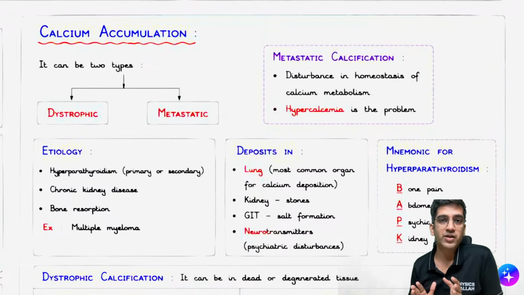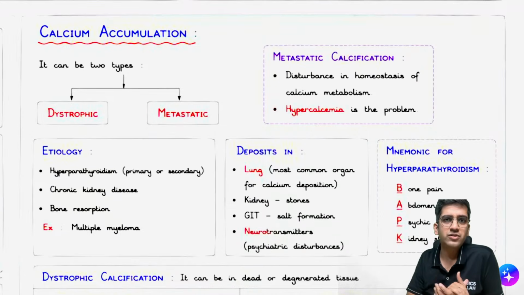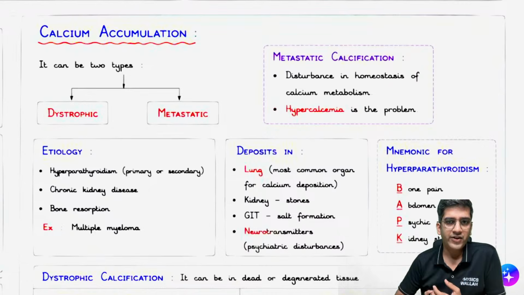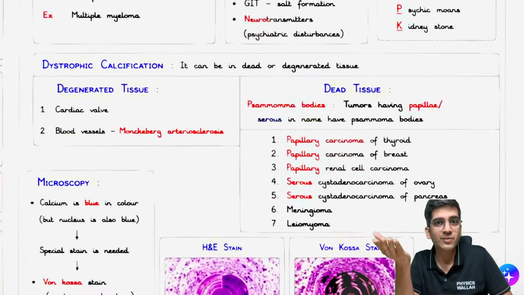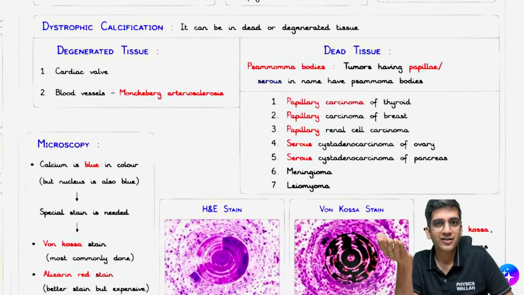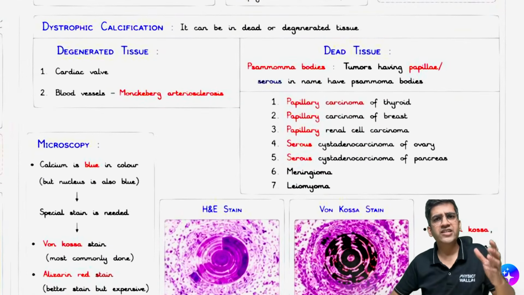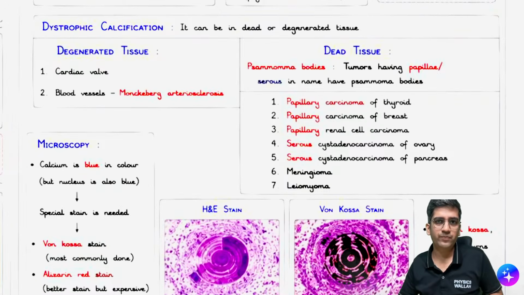Dys means abnormal. Trophy is cells, tissue, as in hypertrophy. Abnormal tissue causes dystrophic calcification. What does abnormality mean? It could be either degeneration, because old age is abnormal, right? Or dead tissue. Degenerated tissue, the best example is the cardiac valve. Your cardiac valve, my cardiac valve, when I hit 60, you will have calcification, and also in blood vessels.